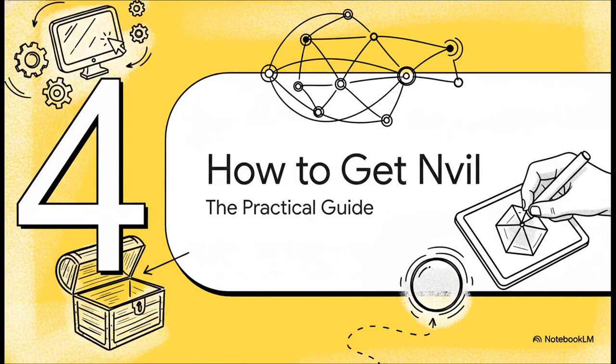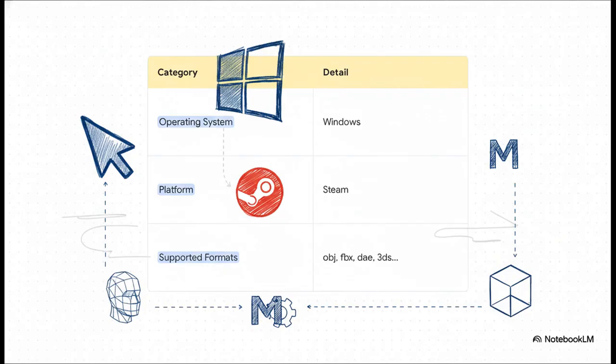Okay, so let's say you're intrigued. You're thinking, this sounds pretty cool. The next question is obvious. How do you get it? Let's jump into the practical details. So here's the quick rundown. Right now, it's a Windows-only application, and you can grab it right on Steam. And this part is absolutely crucial. It supports all the standard formats you'd expect, like OBJ and FBX. That means it's designed to slot right into your existing pipeline, whether you're using Blender, Maya, Max, you name it.